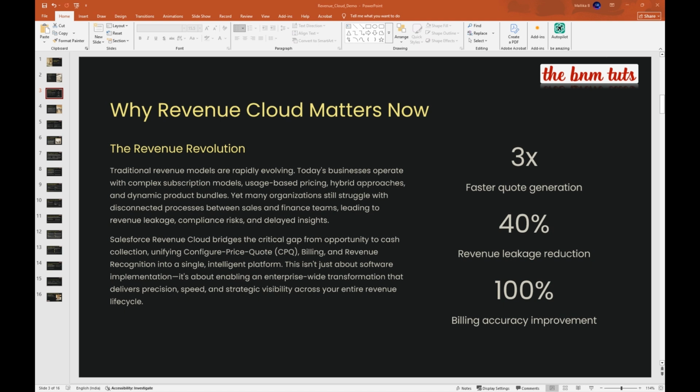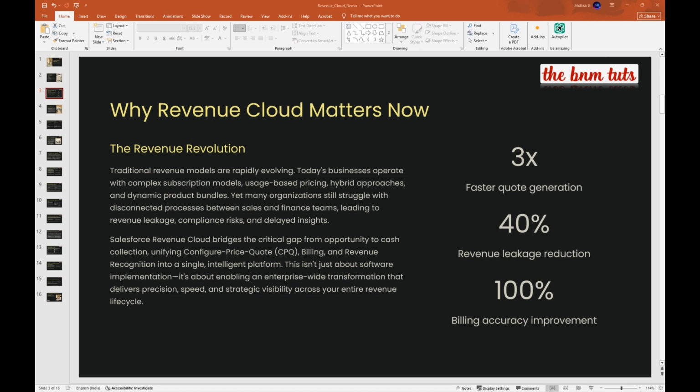Now you have a question, right? Why Salesforce Revenue Cloud? Only because we already have Salesforce CPQ, billing, all these systems already available. Then why Revenue Cloud, right? The market has shifted. That means revenue is now dynamic. From one-time sales to recurring and consumption-based revenue are evolving. So businesses are not just selling products anymore. They are selling subscriptions, usage-based services, and hybrid models.